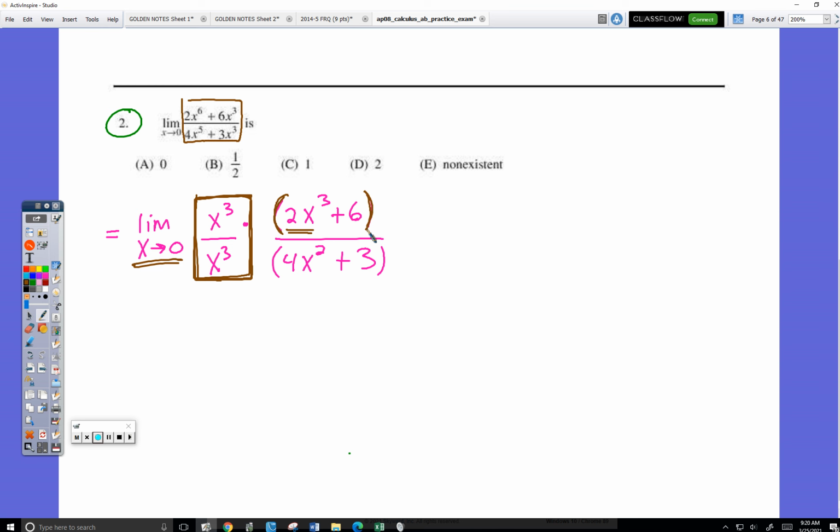Question. Oh, please, Jonah. I'll ask a question after. What's the bottom going to be when x is almost 0? Jess? Almost 3. How many knew it? Points. We're done. The limit is 2.